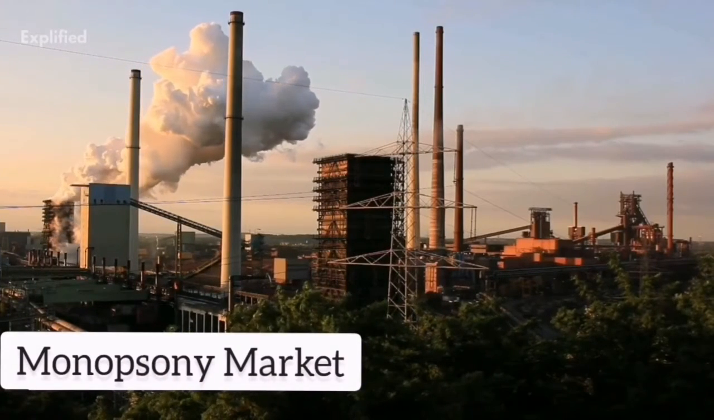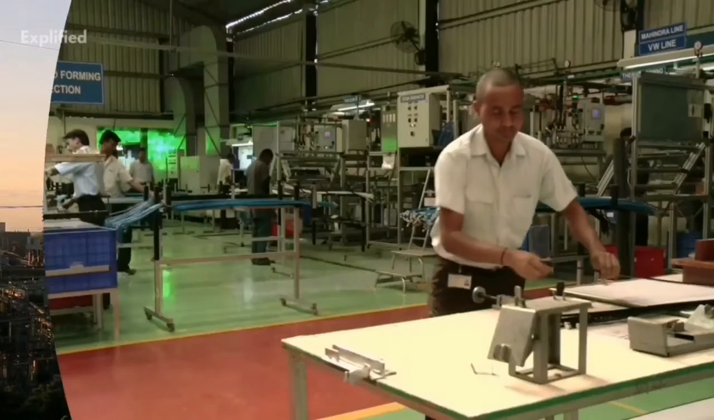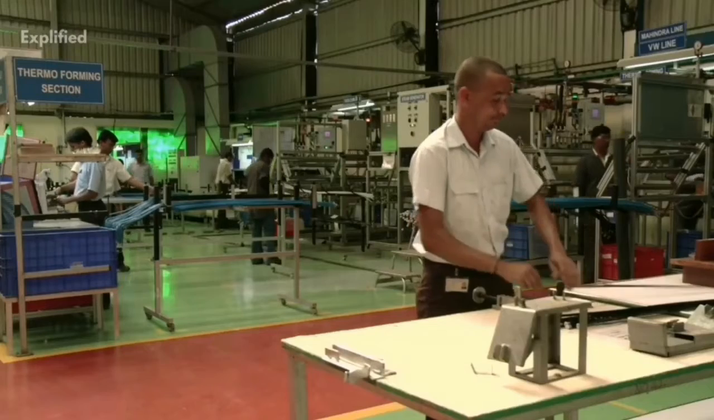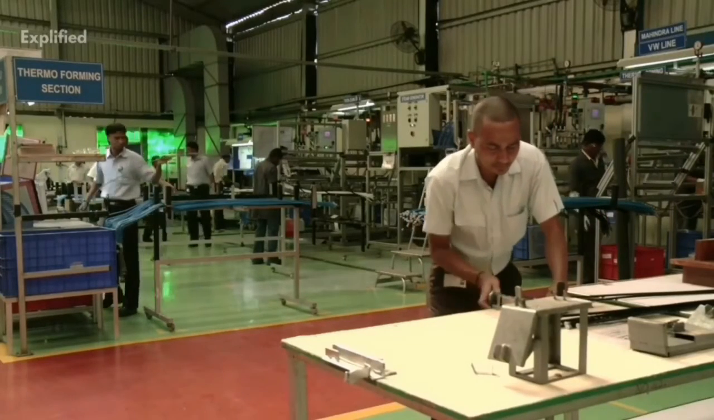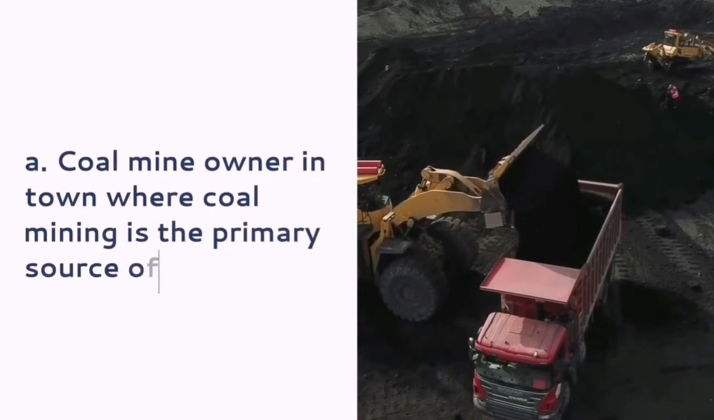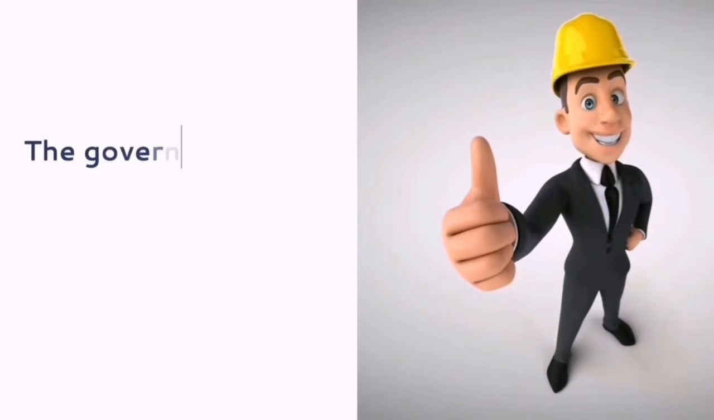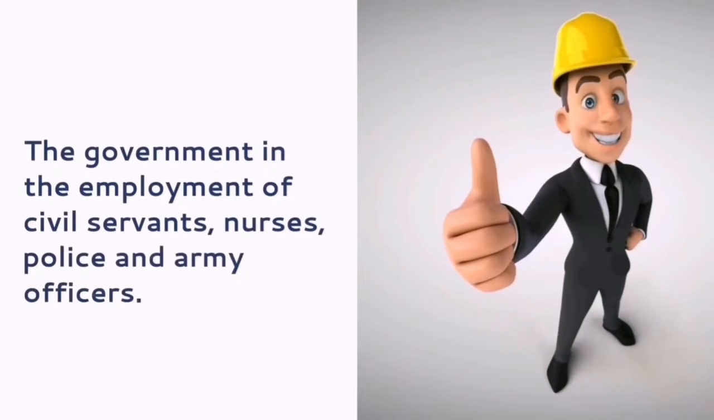Monopsony market. In a monopsony market, a firm has market power in employing factors of production, for example, labor. In this type of market, there is one buyer and many sellers. Examples are coal mine owners in towns where coal mining is the primary source of employment, and the government in the employment of civil servants, nurses, police, and army officers.